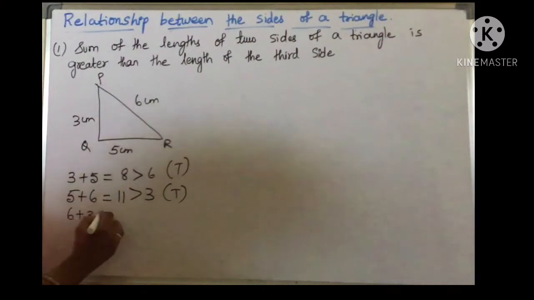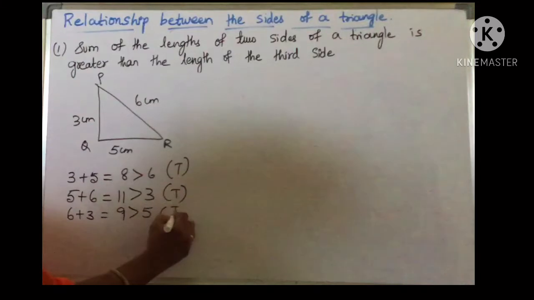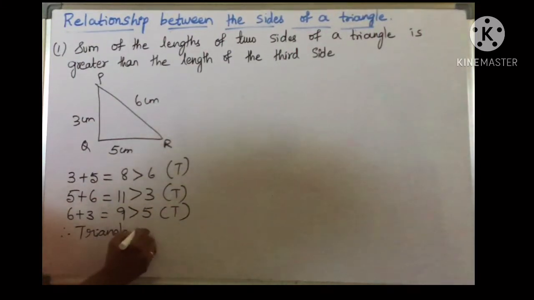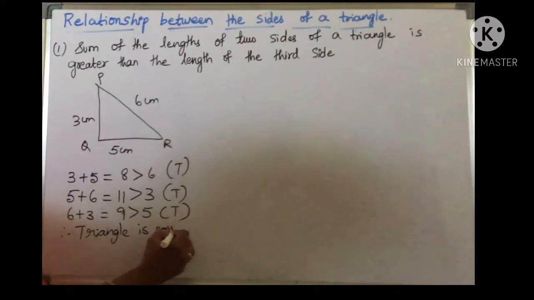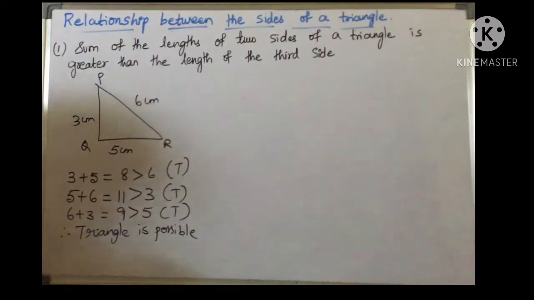6 plus 3. 6 plus 3 is how much? 9. Is 9 greater than 5? Yes, true. Therefore, I can say triangle is possible because the sum of the lengths of any two sides of a triangle is greater than the third side.